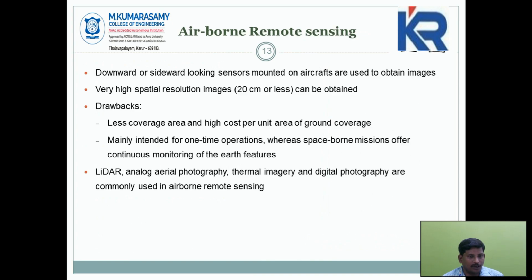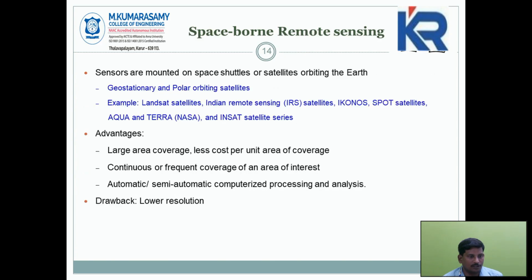Some of the airborne remote sensing uses downward or sideward looking sensors mounted on an aircraft to obtain an image or spatial resolution of 20 centimeters or less. In general, LiDAR along with aerial photographs, thermal imagery and digital photography are commonly used as airborne sensors.